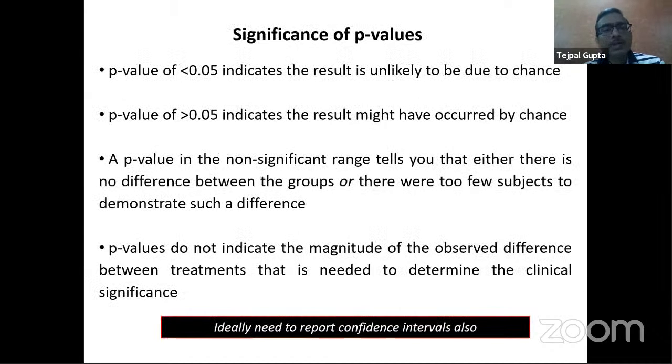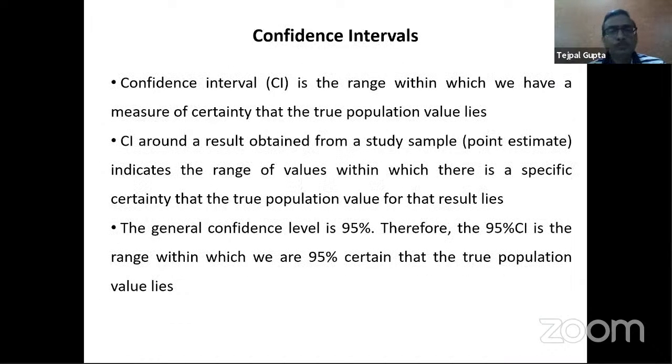So as I said, a p-value of less than 0.05 would indicate that the result is unlikely to be due to chance. A p-value of more than 0.05 indicates that the result might have occurred due to chance. P-values do not indicate the magnitude of the observed difference between treatments that is needed to determine the clinical significance. And ideally, one needs to report confidence intervals also.